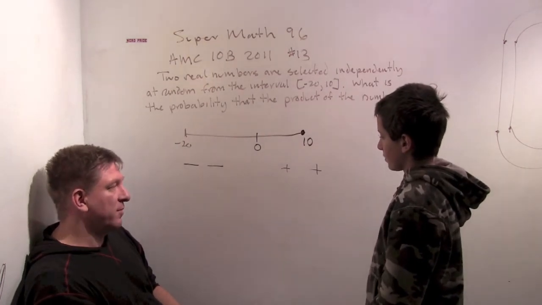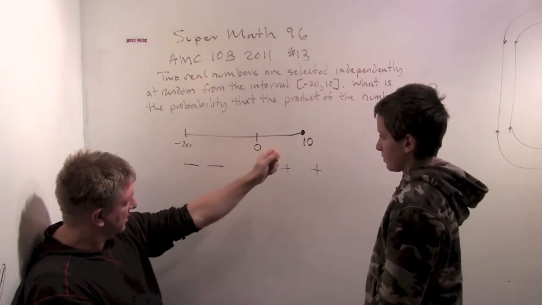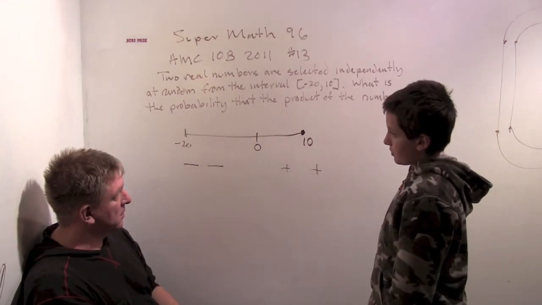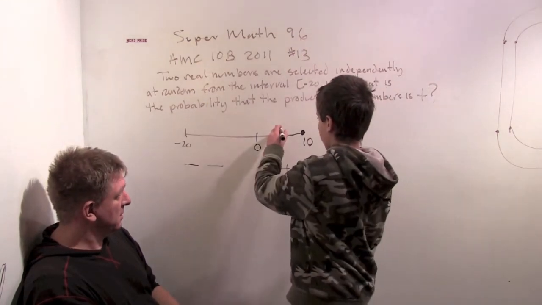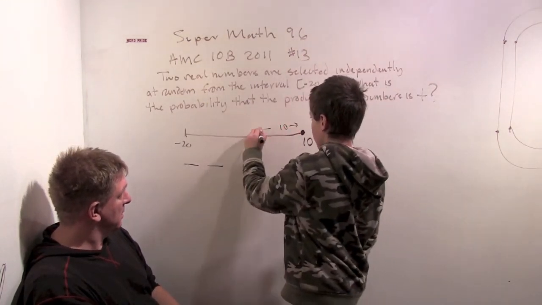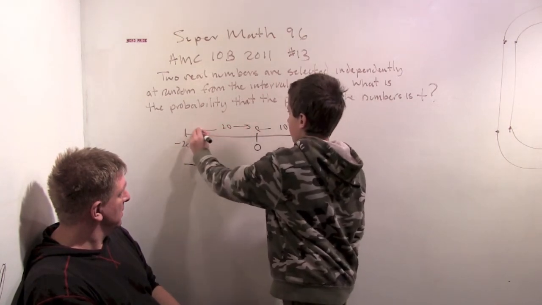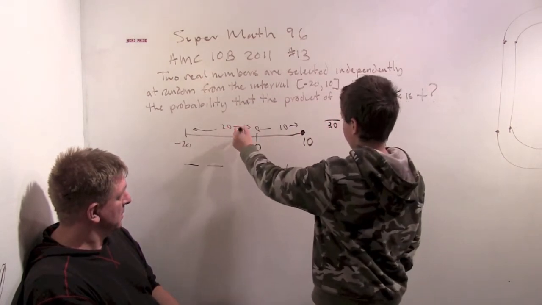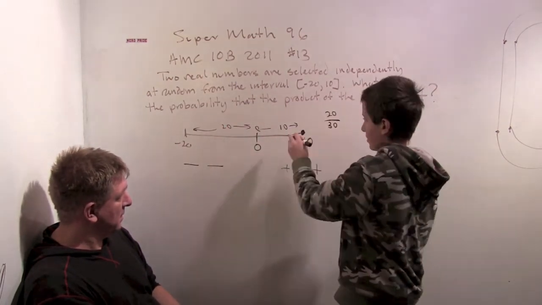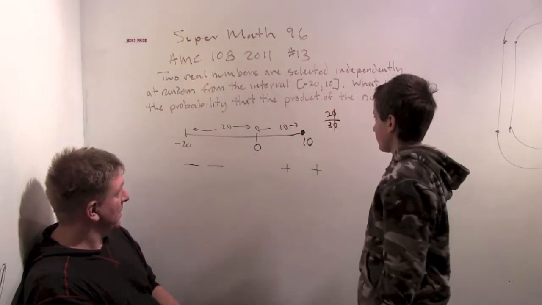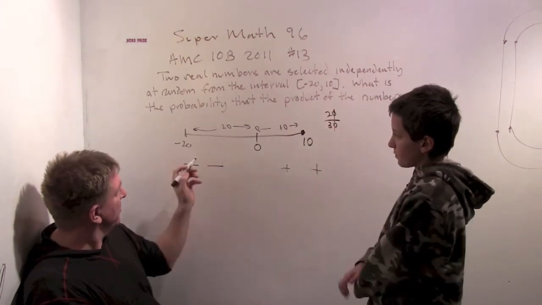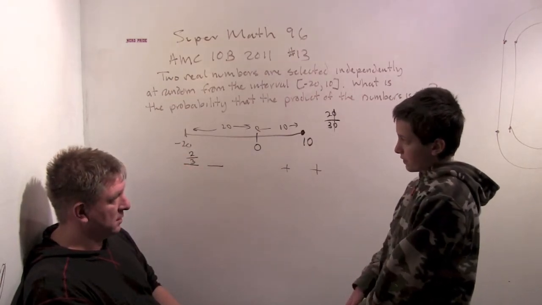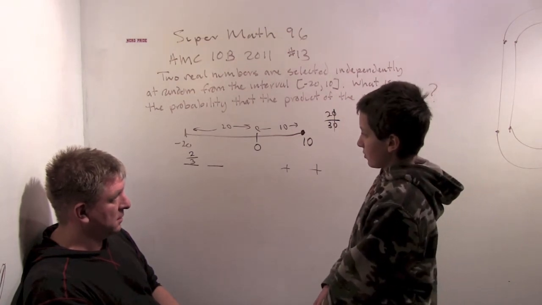So if we select a number at random from this line, from -20 to 10, what do you think the probability is that it'll be negative? Probably 2/3. How come? Because this is 10 long, and this is 20 long. The whole thing is 30 long. And what we want, the good outcomes, is 20, because it's 20 long. There you go. So the probability that I pick my first number negative is 2/3. How about the second number? The probability that it's negative is also 2/3.